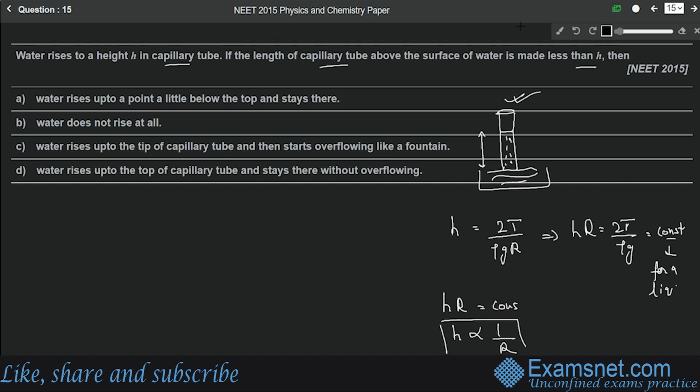So when the height of the capillary tube is reduced, then the radius of curvature of the liquid inside this capillary tube will increase. If this is your initial radius, it will become like this, or like this. So there will be only a change in the radius of curvature and the water will rise up to the top of the capillary tube, but it will not overflow. So option D will be the correct answer. Water rises up to the top of the capillary tube and stays there without overflowing, and its radius of curvature will also change.